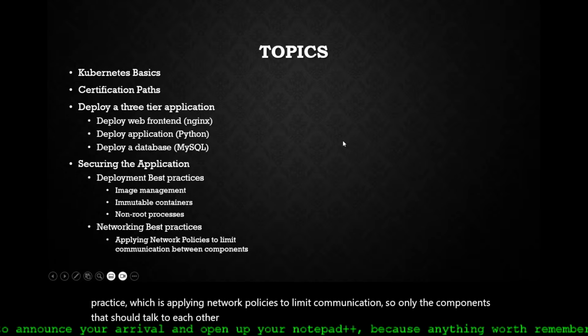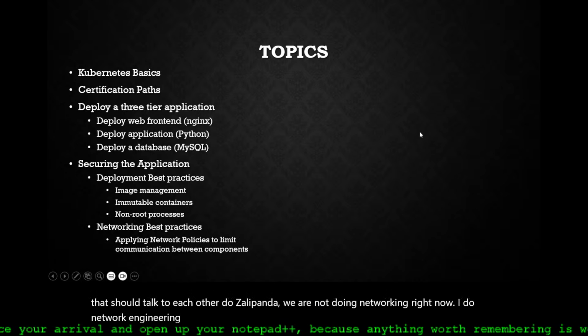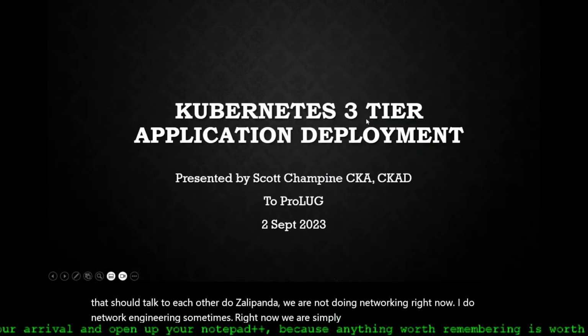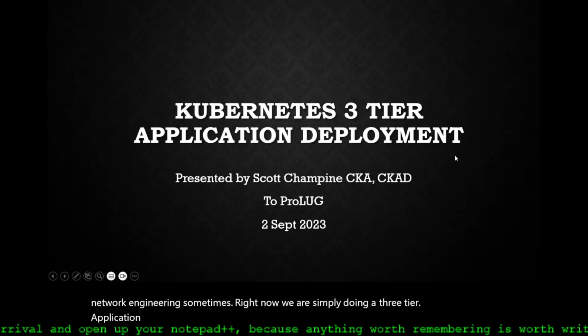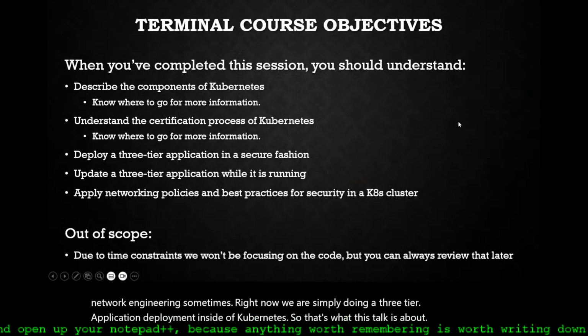Zally Panda, we are not doing networking right now. I do network engineering sometimes. Right now, we are simply doing a 3-tier application deployment inside of Kubernetes. So that's what this talk is about. And you guys voted for it, so this is what we're doing.